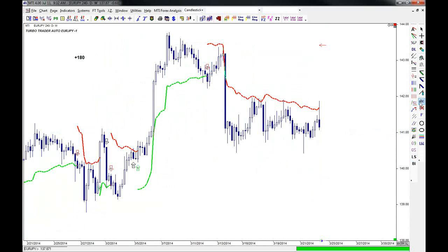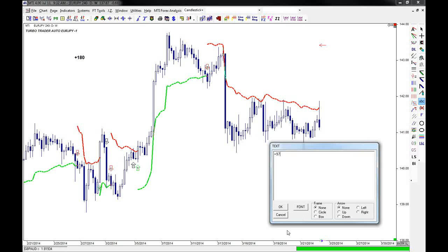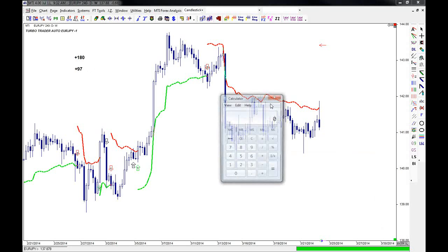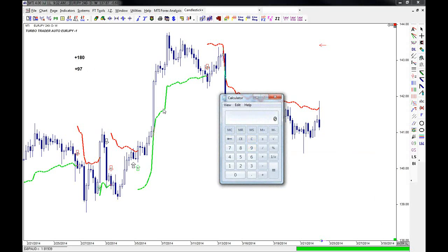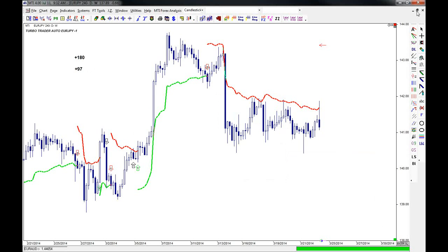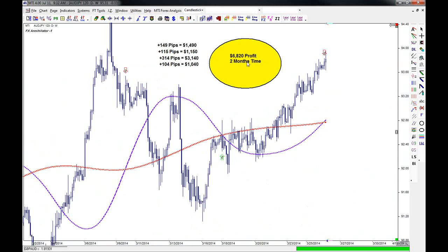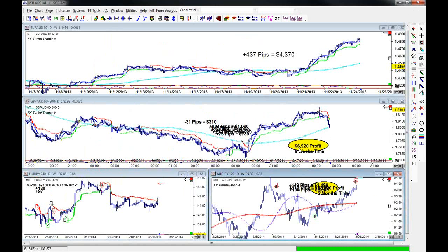Based on these 2 trades alone, let's just find out real quick. Off those 2 trades alone, that's $1,800 plus $970. Two trades, $2,770. How many of you find value in everything that I'm showing you? So, the question is, what would that do for you? How many of you would like to generate over $6,820 in 2 months, and then another $6,920?